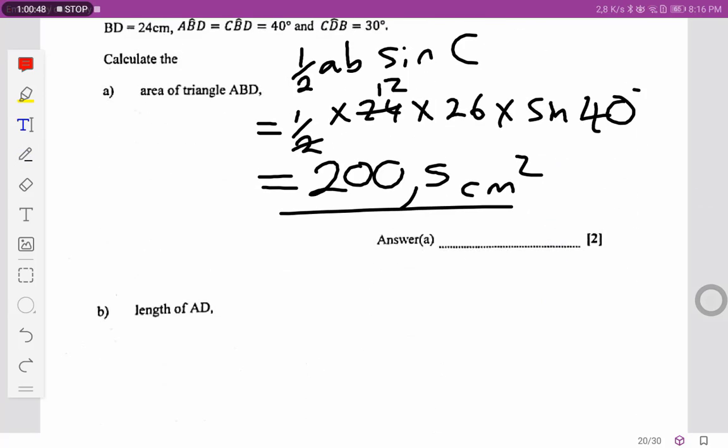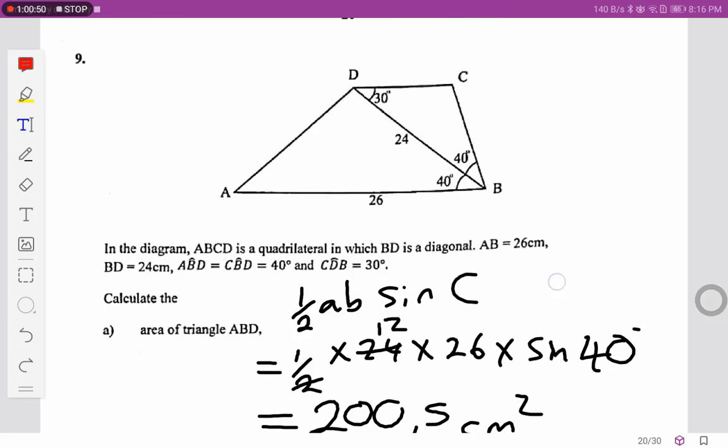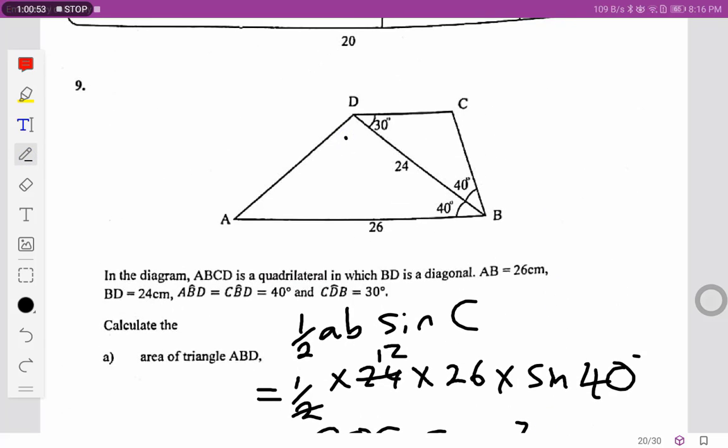Length of AD. Where is my AD? Okay, this length here, AD. You find out I've got two sides and I've got an angle. So I can use the cosine rule.